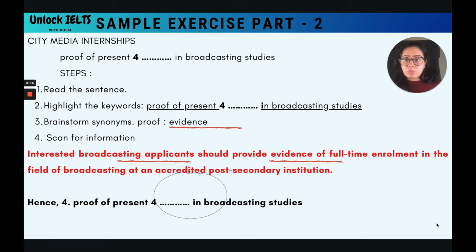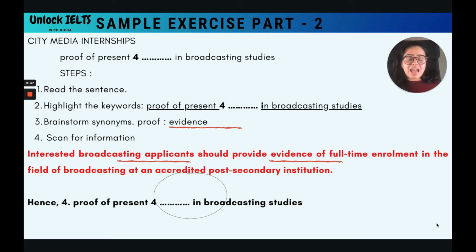The steps are, we need to read the sentence: proof of present blank in broadcasting studies. We need to highlight the keywords: proof of present, in broadcasting studies. We need to brainstorm the synonyms. For example, for the word proof, I may expect to see words like evidence. And now we need to scan the passage for the correct answer.